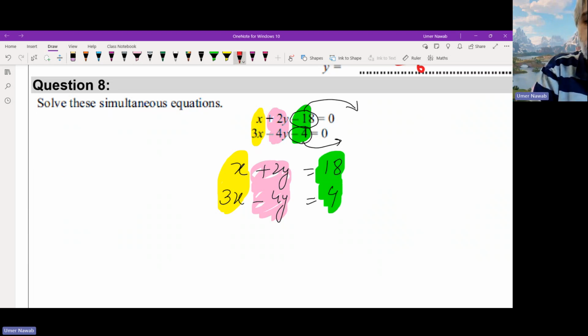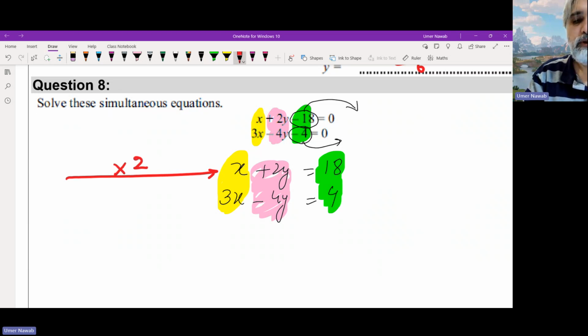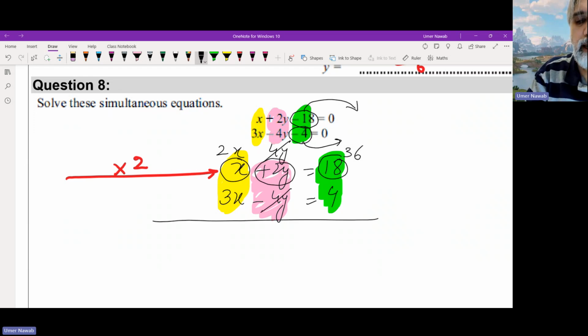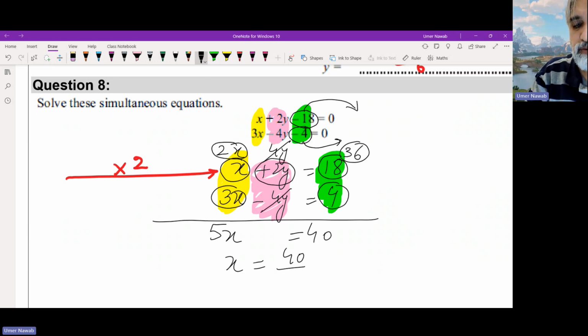Now the first equation is obviously going to be multiplied by 2. So I will write in the place of x, 2x. In the place of 2y, I will be writing 4y. In the place of 18, I'm going to write 36. And now I am ready to cancel 4y with the negative 4y. And 2x plus 3x will give me 5x. 36 plus 4 gives me 40. So x is equal to 40 over 5, that is equal to 8.